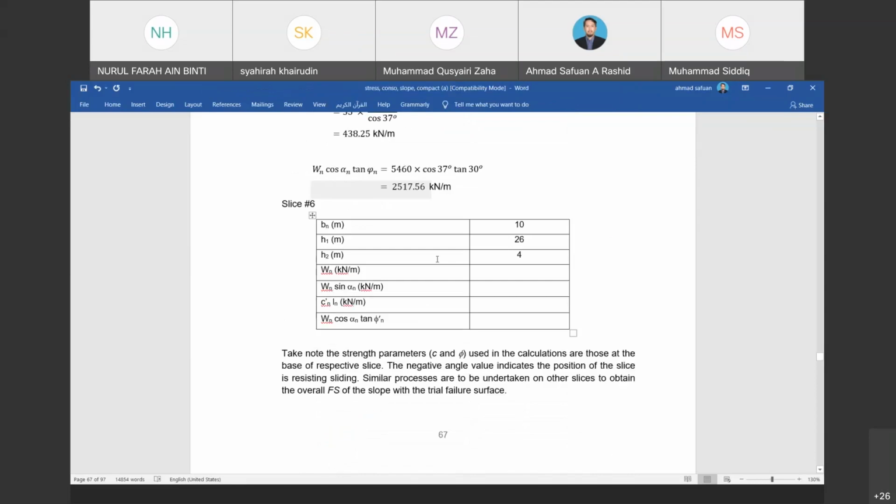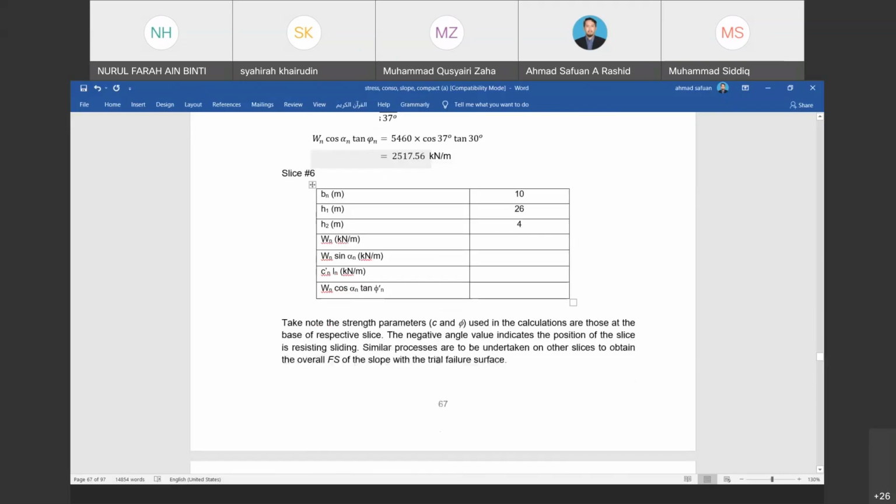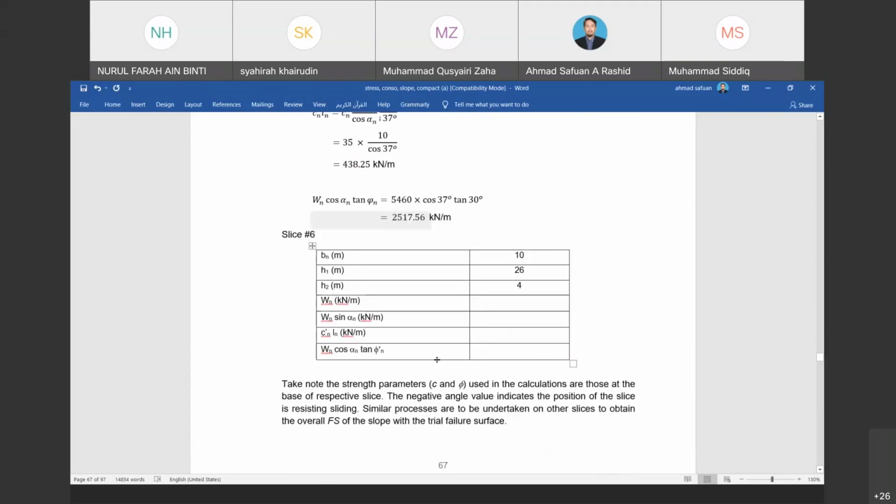Take note that the strength parameters C and phi used in the calculation are those at the base of the respective slice. The negative angle value indicates the position of the slice in resisting sliding. Similar processes are to be undertaken for the other slices to obtain the overall safety of the slope with the trial failure surface.